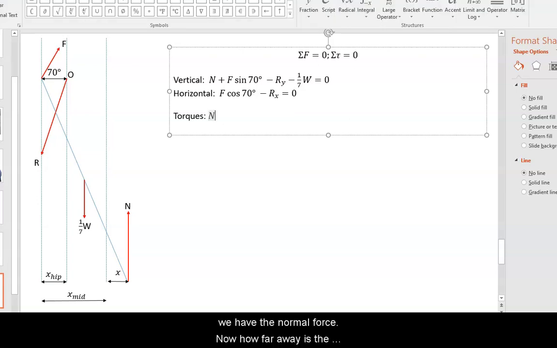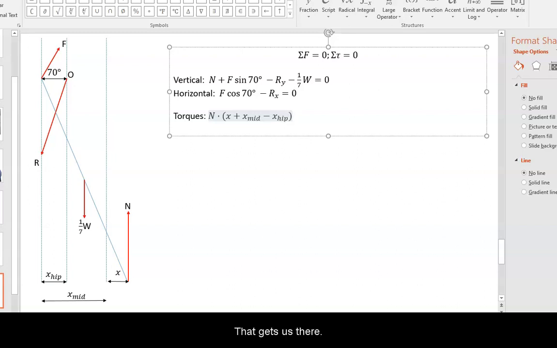Now, how far away is the normal force from the acetabulum? So there's the distance x. There is plus, all right, x mid minus x hip, right? That gets us there.